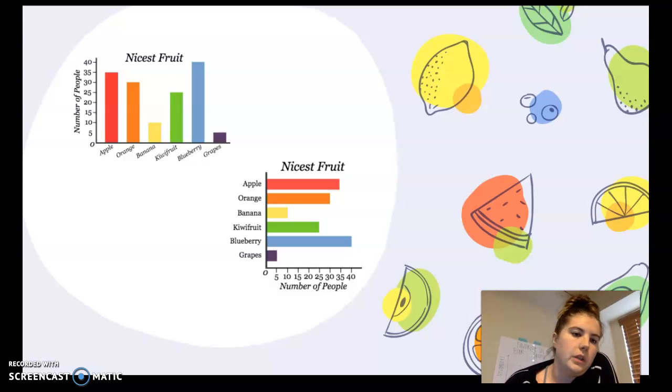So on the left one, you can see that the bars are representing the apple is the favorite fruit of 35 people. The banana is the favorite fruit of 10 people. Then we have blueberries, which are the favorite fruit of 40 people. That's just a quick overview of the bar graph.